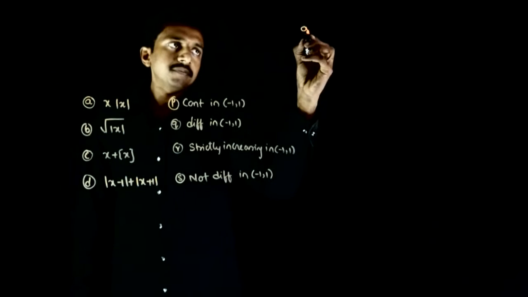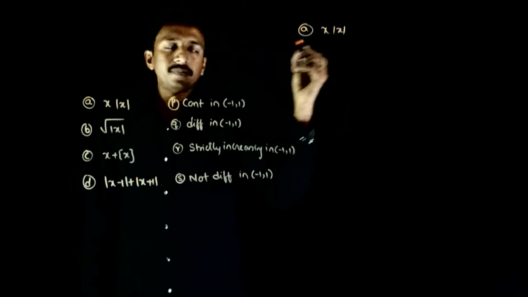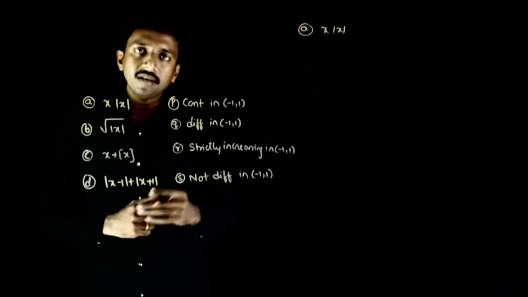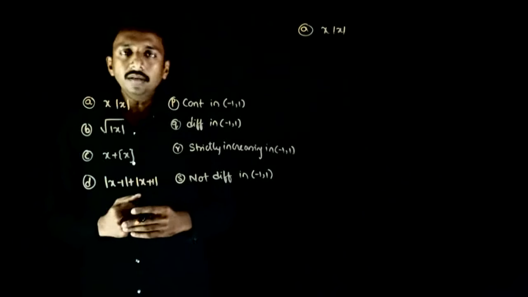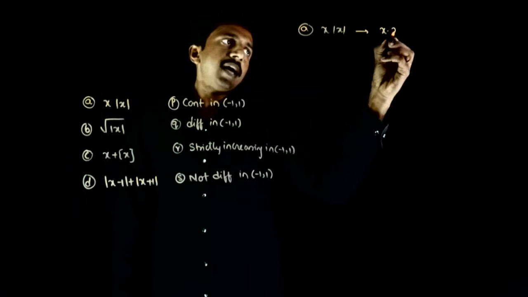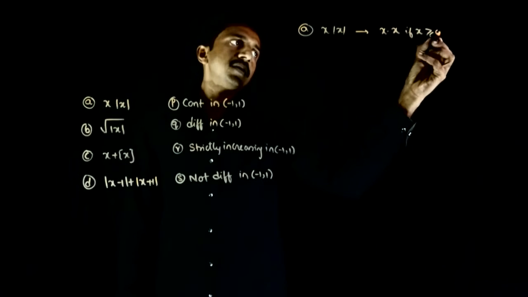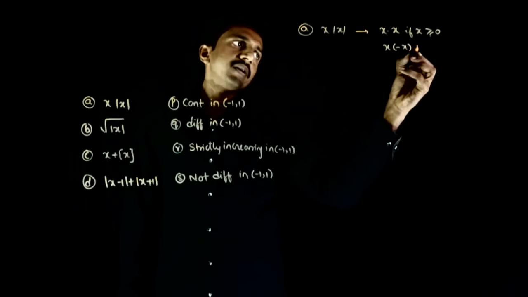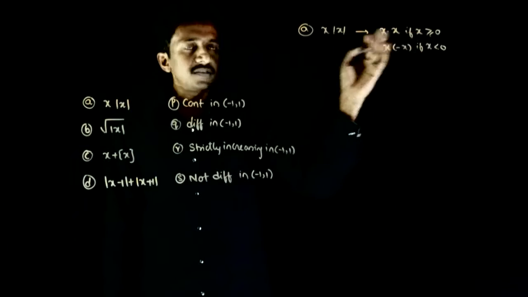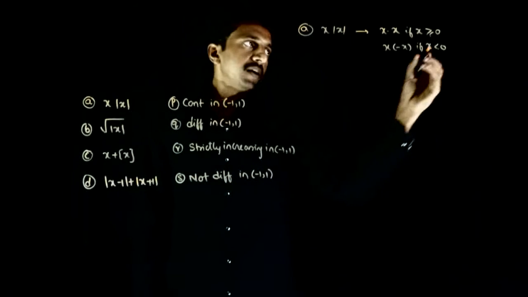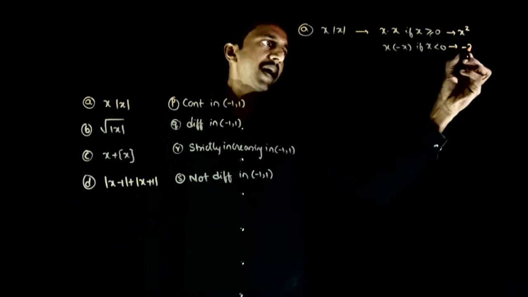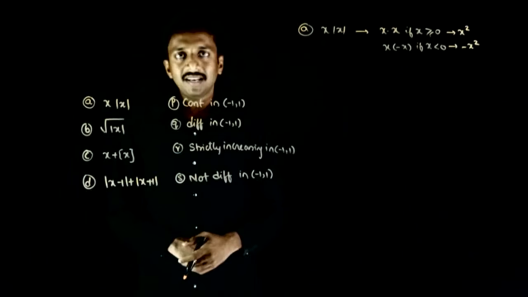So मेरा first function है x mod x, ठीक, f of x is equal to x mod x. So graph draw कर लेता हूँ. From the graph I can analyze the behavior of the function. So x mod x का behavior क्या है? This is x into x if x is greater than or equal to 0, x into minus x if x is less than 0. Mod x is plus x if x is greater than 0, minus x if x is less than 0. That is x square if x is greater than or equal to 0, minus x square if x is less than or equal to 0.